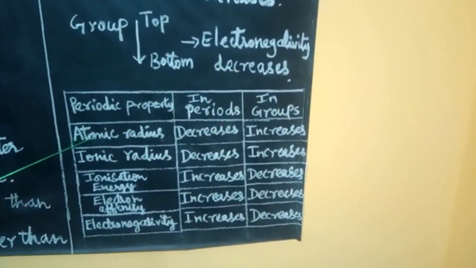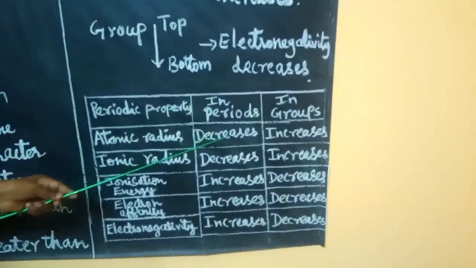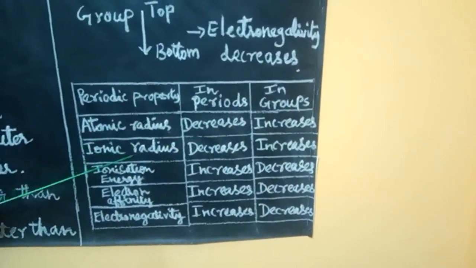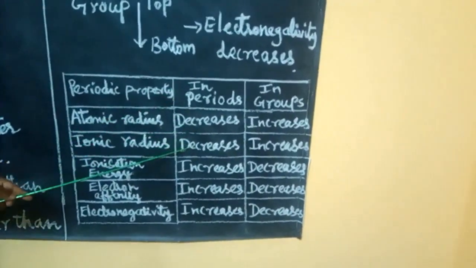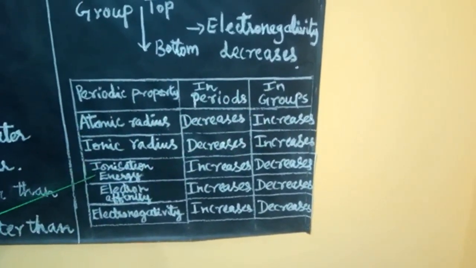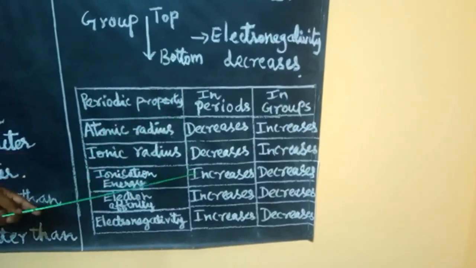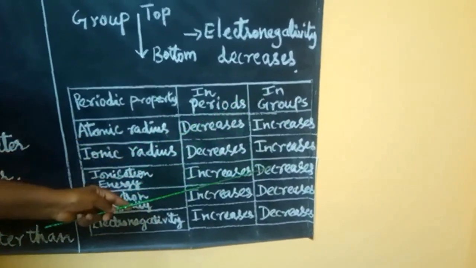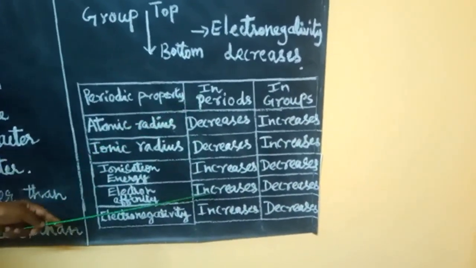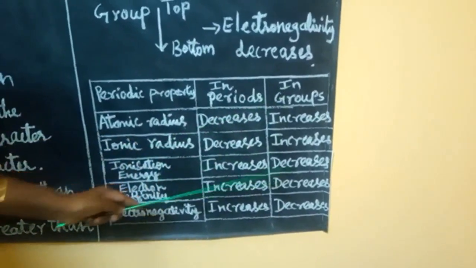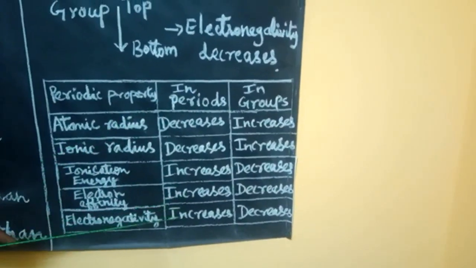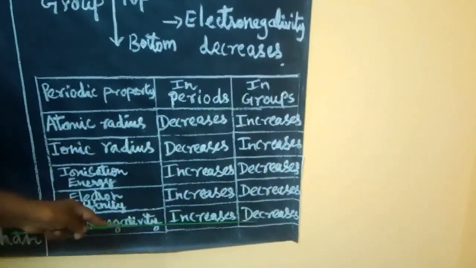First one is atomic radius: in periods decreases, in group increases. Second one is ionic radius: in periods decreases, in group increases. Third one is ionization energy: in periods increases, in group decreases. Fourth one is electron affinity: in period increases, in group decreases. And the last one is electronegativity: in periods increases, in groups decreases.